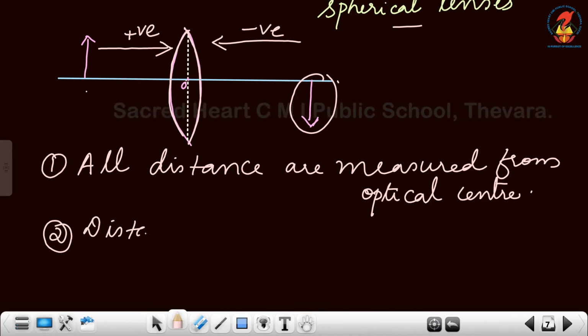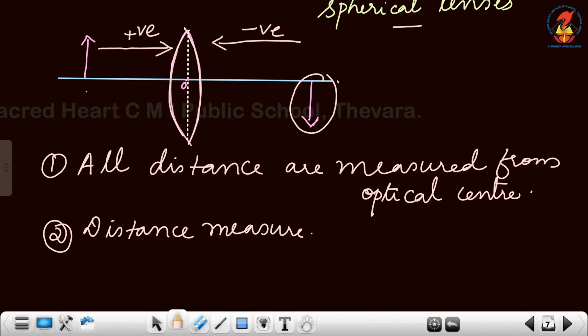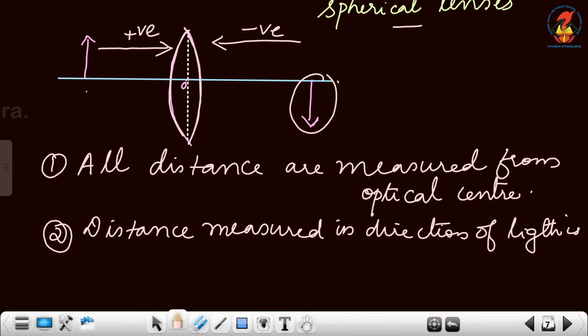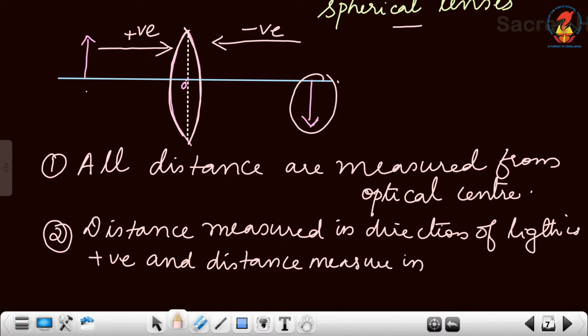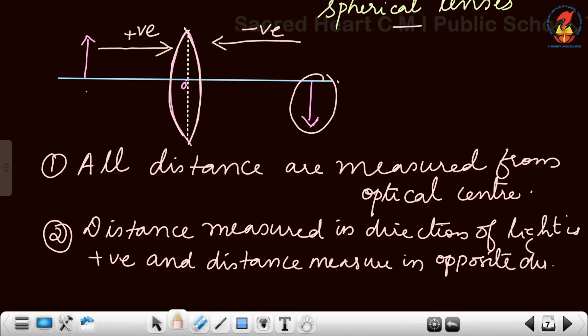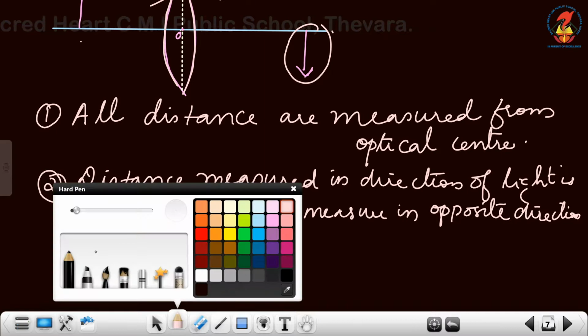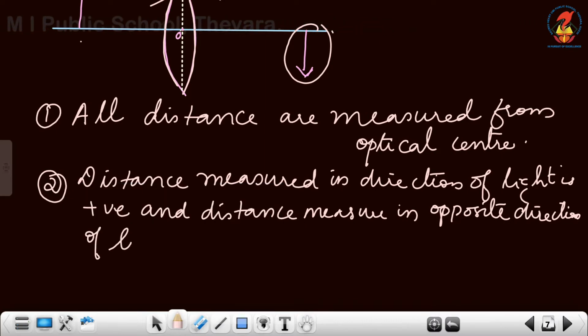So distance measured in the direction of light is positive, and distance measured in the opposite direction of light is taken as negative.